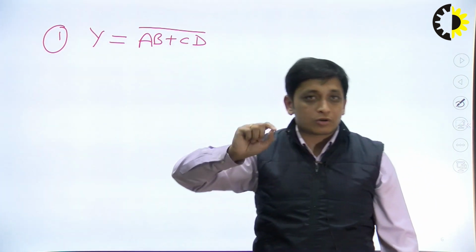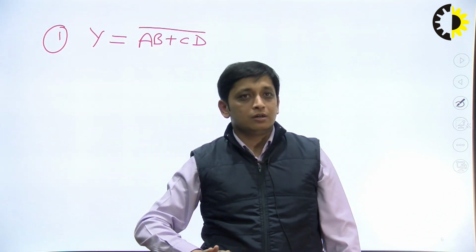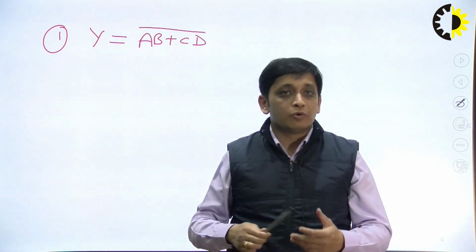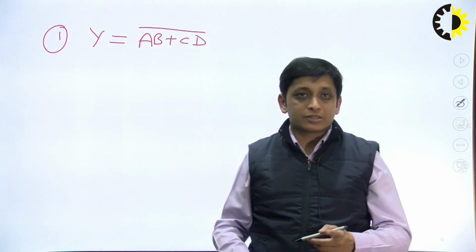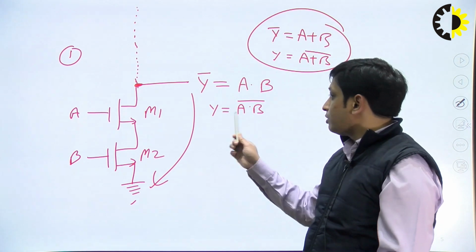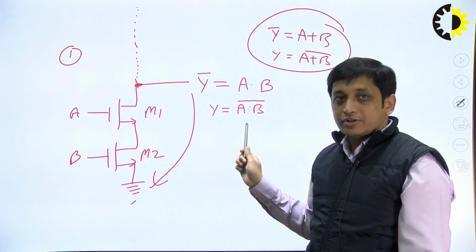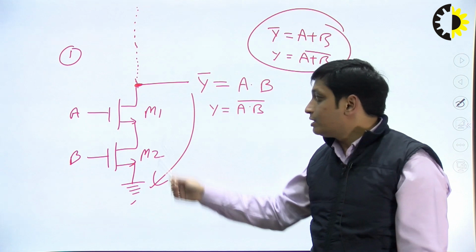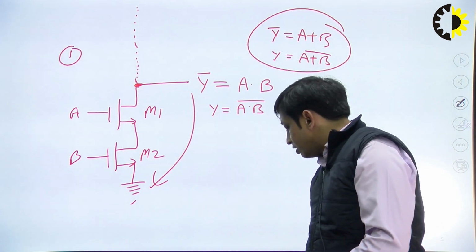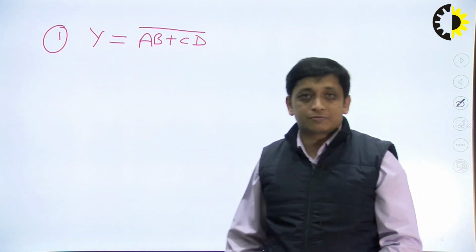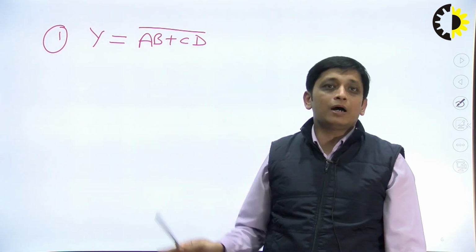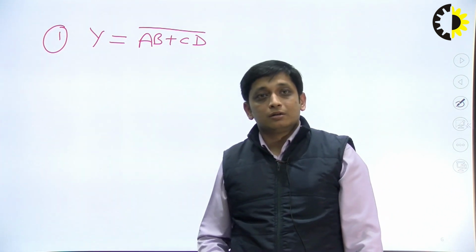If there is not a whole bar in the expression, for that we need to connect one more CMOS inverter at the output, because you can see from case 1 that Y is equal to A dot B bar. If there is a dot operation but there is a bar also, only then these two NMOS transistors are in series. So while drawing the CMOS circuit of any Boolean expression, first see whether there is a whole bar or not. If there is no whole bar, then there are two methods.